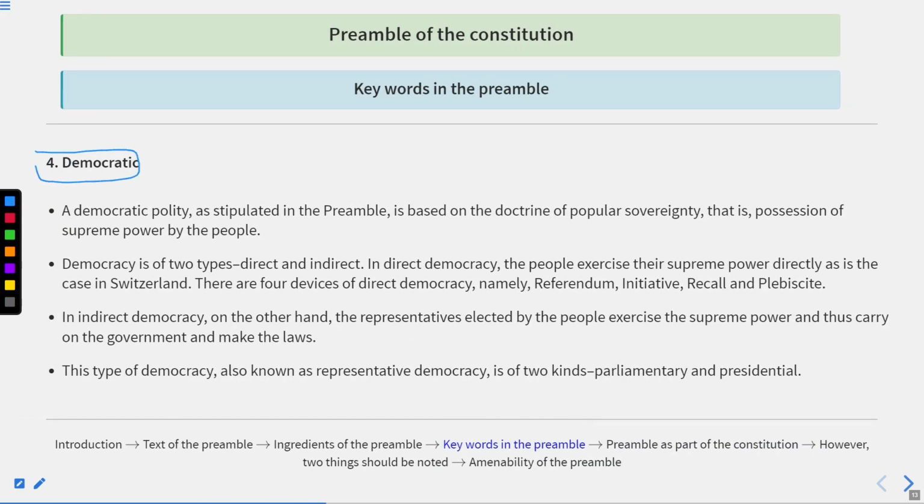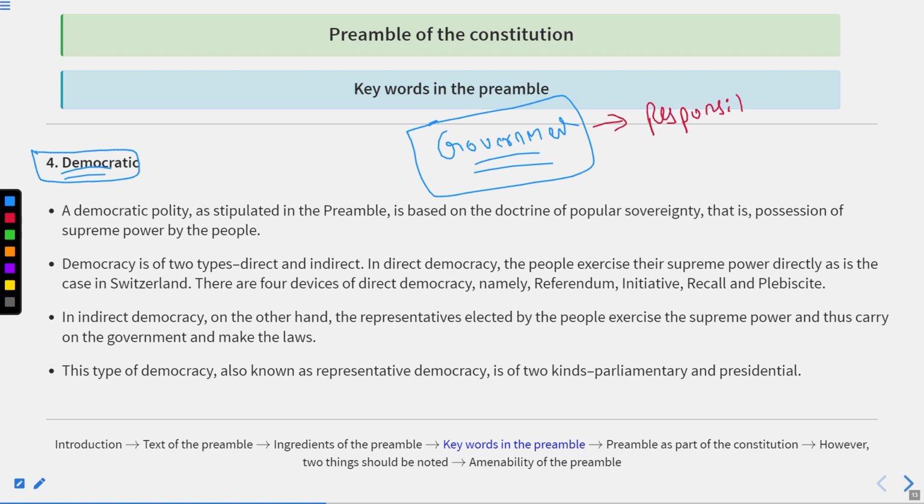Thereafter, the democratic sense. Our democratic polity is stipulated in the preamble based on the doctrine of popular sovereignty, that is, possession of supreme power by the people. It means that when we talk about India, its resources, its political, economical, and social aspects, all of these things will be governed by the government of the country. All right. So the government will have the power to do all the things, but to make the government responsible, basically what we had done is that we had given the supreme power to the people. Whatsoever the government will be, the people would be the ones who will decide the government by voting. All right. So the government becomes responsible towards the people of India.